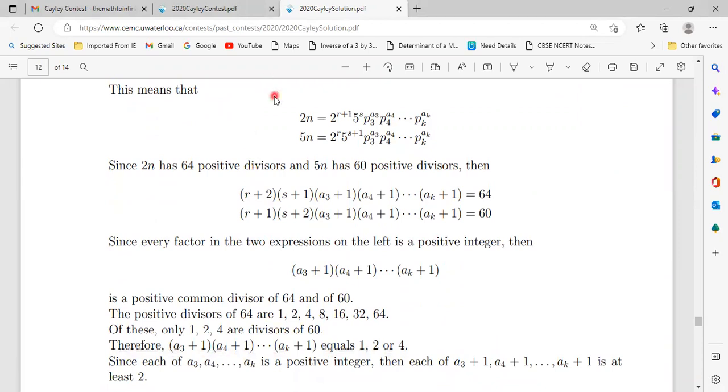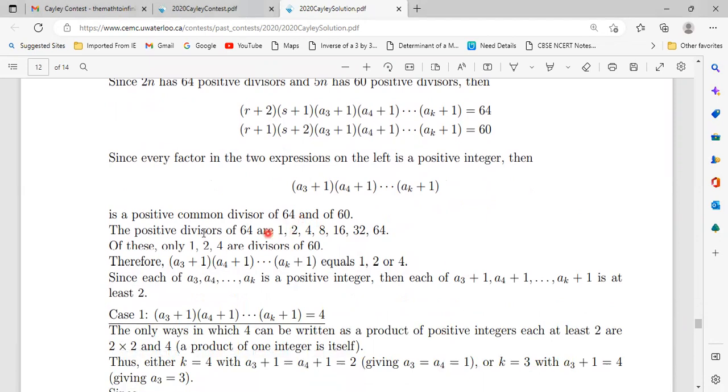Finding the positive common divisors of 64 and 60 is pretty easy because we are already aware of this. Positive divisors of 64 are 1, 2, 4, 8, 16, 32, and 64. Right? We know this. And of these, if you try to find the common divisors, for 60 you will have only 1, 2, and 4. 8 cannot divide 60, 16 cannot divide 60, 32 cannot divide 60, 64 cannot divide 60. Do you understand this part?